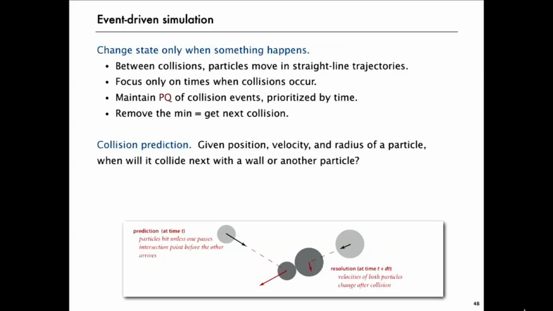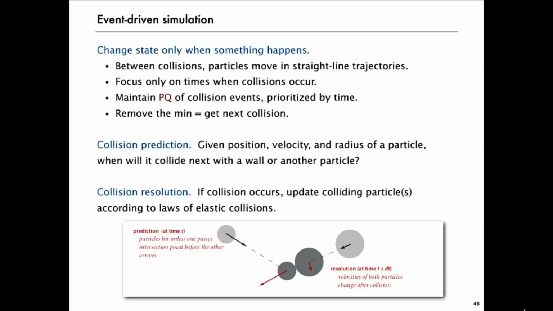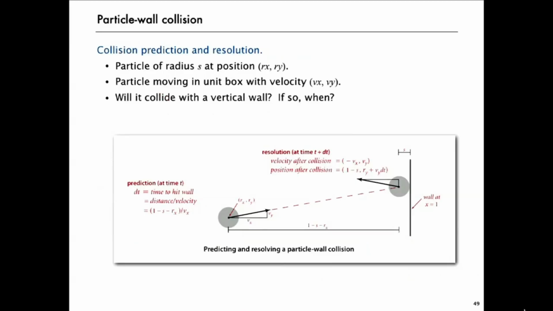So we have to do collision prediction, which is, given position, velocity, and radius, when is it going to hit another particle or the wall. And then there's resolution, which is to figure out how to change the velocities of the particles according to physical laws. Now, this part I'm not going to talk about in that much detail right now because it's high school physics. And so I think most students have had some high school physics and will be able to do this math, or at least be convinced that the code that does this math is correct.